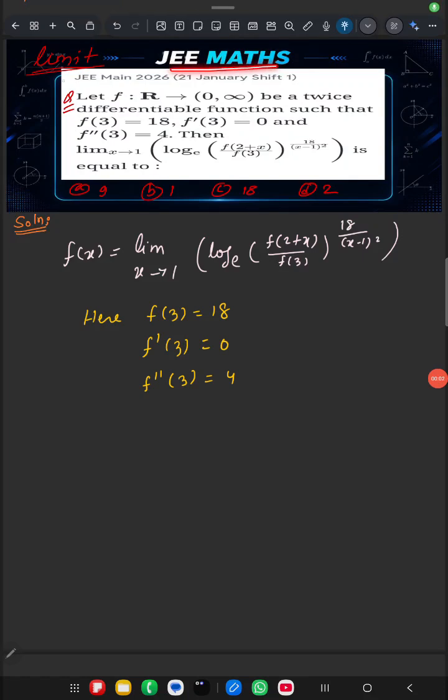Question is from JEE Maths, Limit Chapter 2026. Let us see the question.